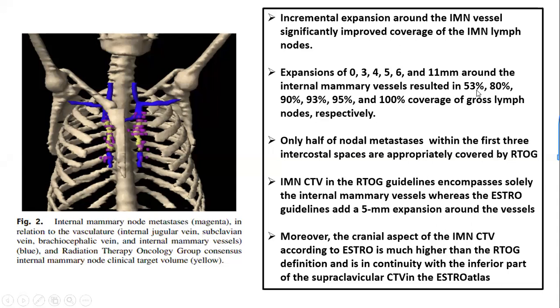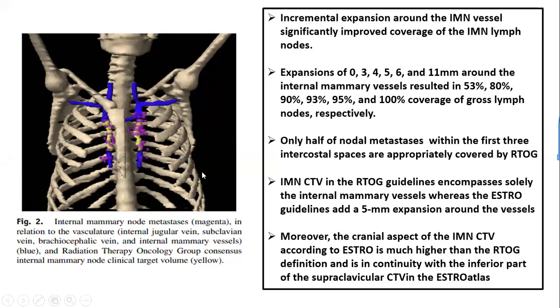That means if we follow the RTOG IMN, we are only treating around 50% of the lymph nodes. But the ESTRO and RADCOMP guidelines take a 5 mm margin, and 5 mm corresponds to at least 93% coverage. So we have good coverage with the ESTRO and RADCOMP guidelines, whereas if we follow RTOG, it is only around 50%.